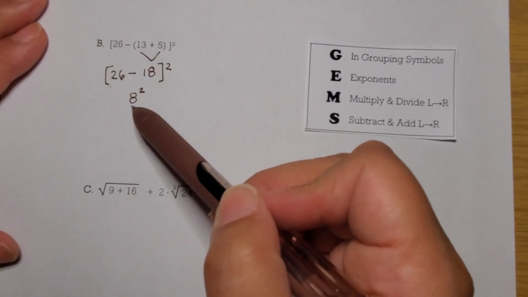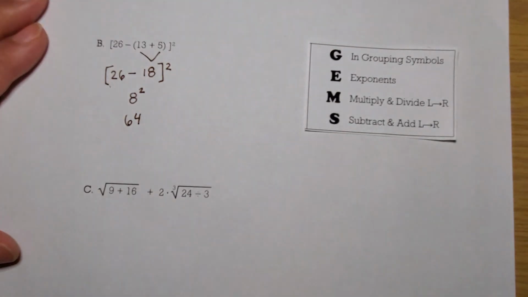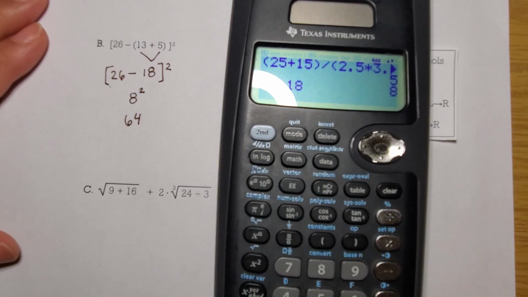8 squared is the same as 8 times 8, which is 64. But again, if I didn't know that, I could go ahead and use my calculator to help me. So I could do 8 and then press my squaring button to get 64, or my exponent button.